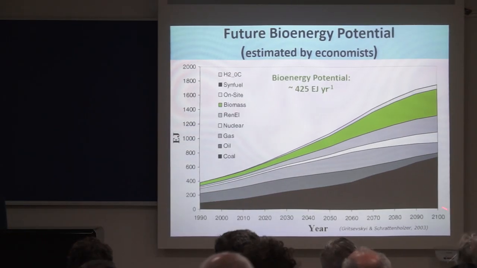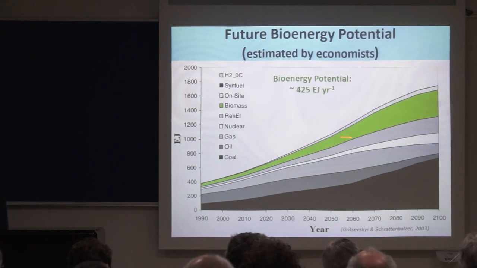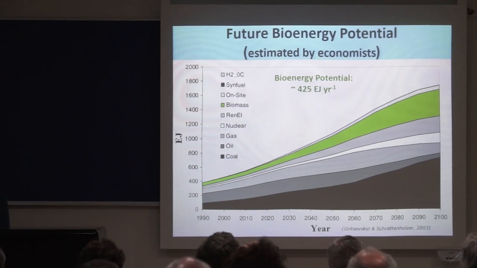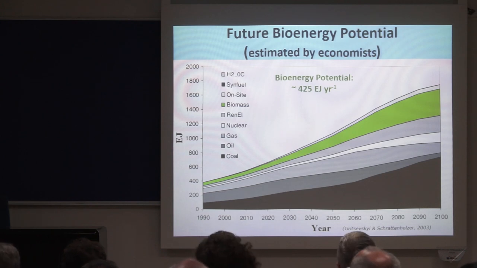This runs out to 2100, and we'll just look at bioenergy. And this green wedge, appropriate color, is what these economists think they can count on from bioenergy in the year 2100. I get to say mean things about economists because none of them are here. Remember 425 exajoules. Remember that number.